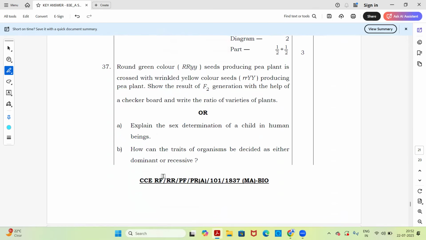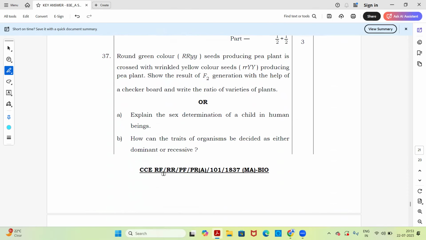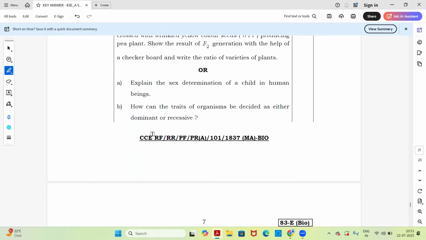A round green color seeds producing pea plant is crossed with a wrinkled yellow color seeds producing pea plant. So show the result of the F2 generation with the help of a checkerboard and write the ratio of varieties of plants. This is one question, or you have these two sub questions to be written as an option. Explain the sex determination of a child in human beings. How can the traits of organisms be decided as either dominant or recessive? So these are two questions here.